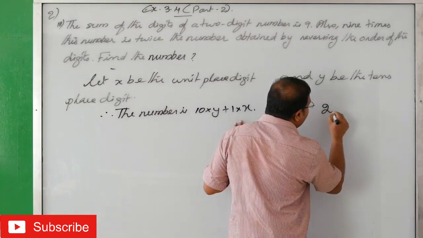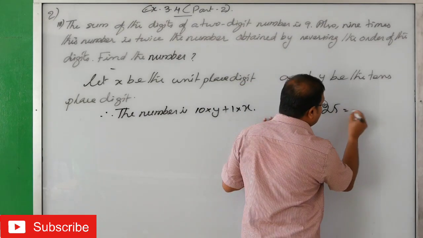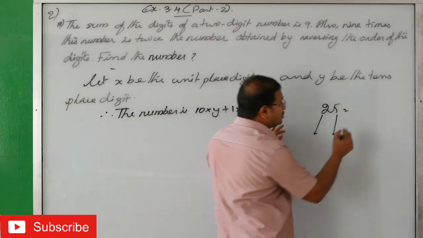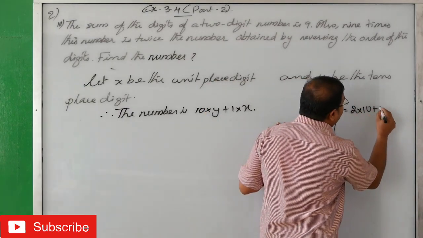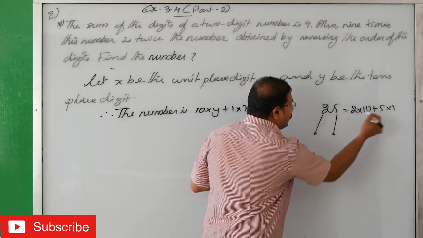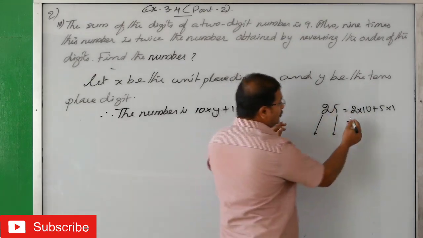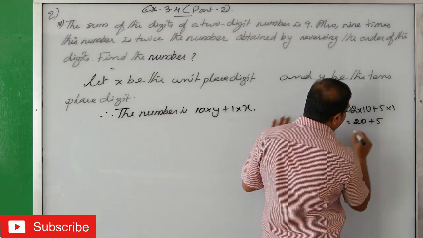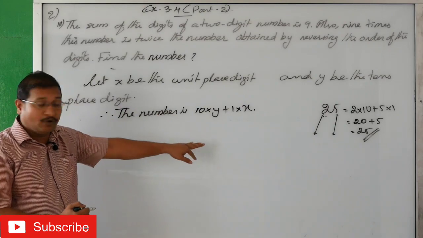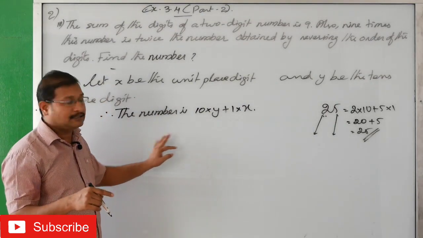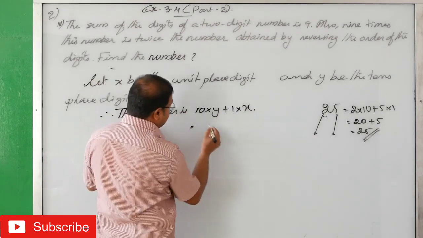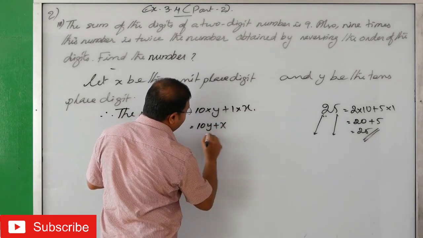Suppose if you want to write 25, how will you write 25? 25 equals, here 5 is the unit place, 2 is the tens place. That means you will write 2 into 10 plus 5 into 1. This is what? 25. See, 2 into 10, 20 plus 5 into 1, 5. That means 25. So if you want the 2-digit number, unit place x we took, that means 1 into x, and tens place is y. Therefore, the number is 10y plus 1 into x.